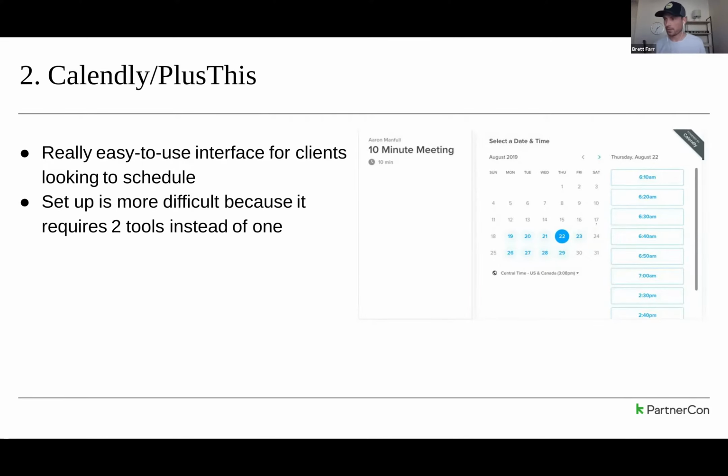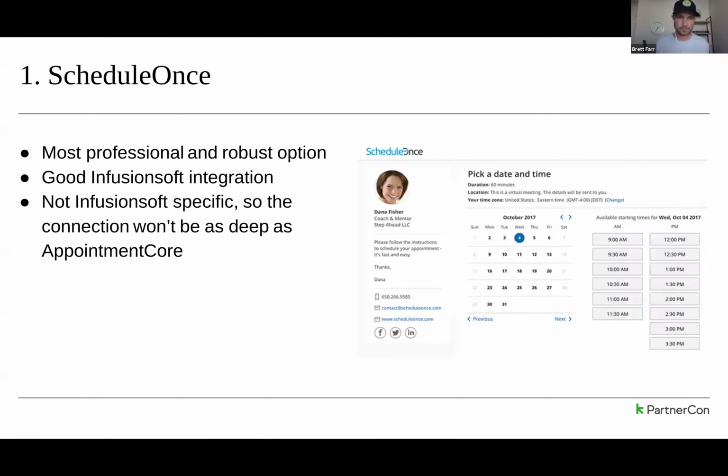But it's worth trying. Somebody says they love Appointment Core. That's awesome. Yeah, I still use it as well. Number one, I would say, is ScheduleOnce. This is going to be the most professional and robust option. So if your client has more needs, like rotating sales reps and a lot of things like that, ScheduleOnce is probably going to be the best option out there.